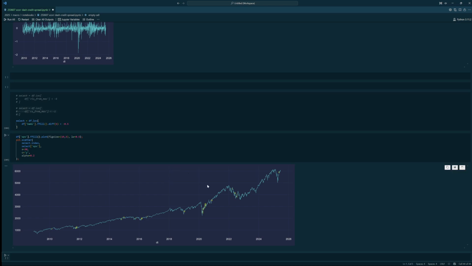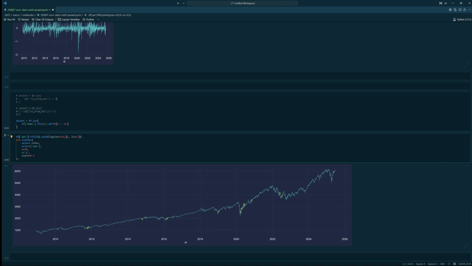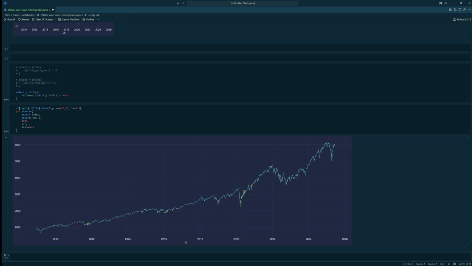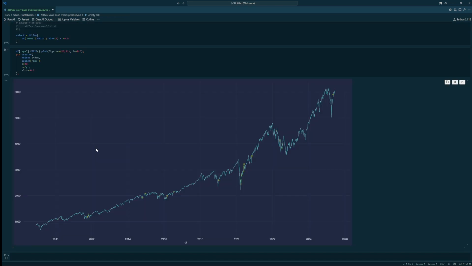So this is when it goes down, so it's coming out of a time of stress. Let me make this nicer. By that I mean bigger. Yeah, it gives you these funky little entries in the bear market here. I don't know about that.